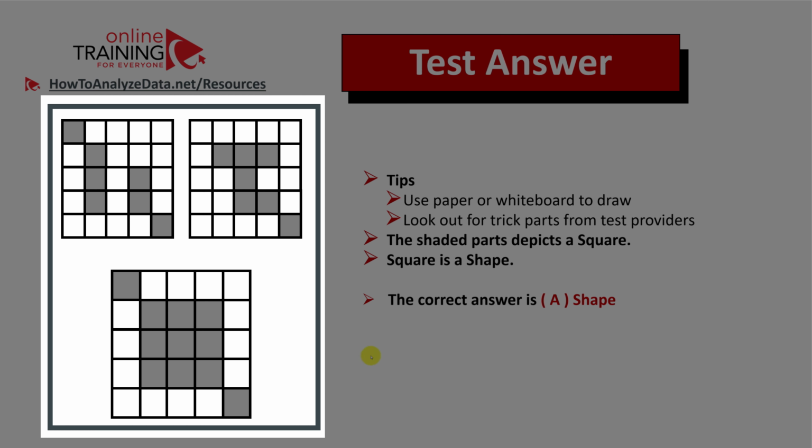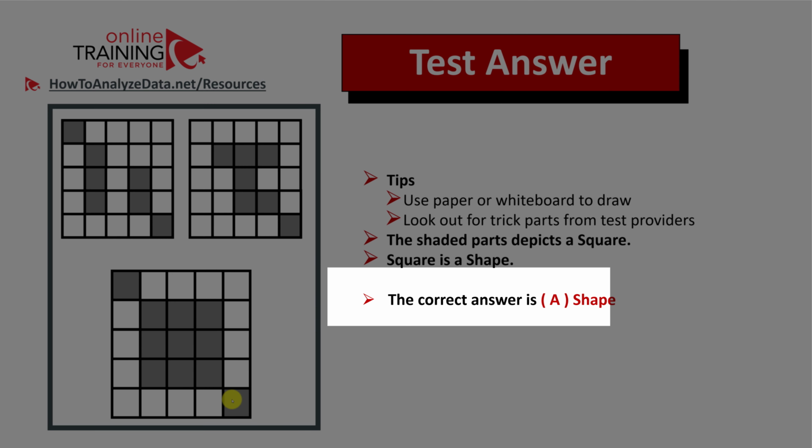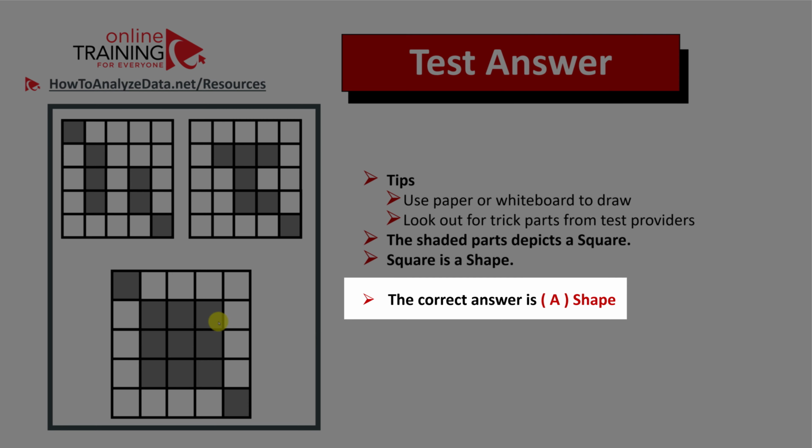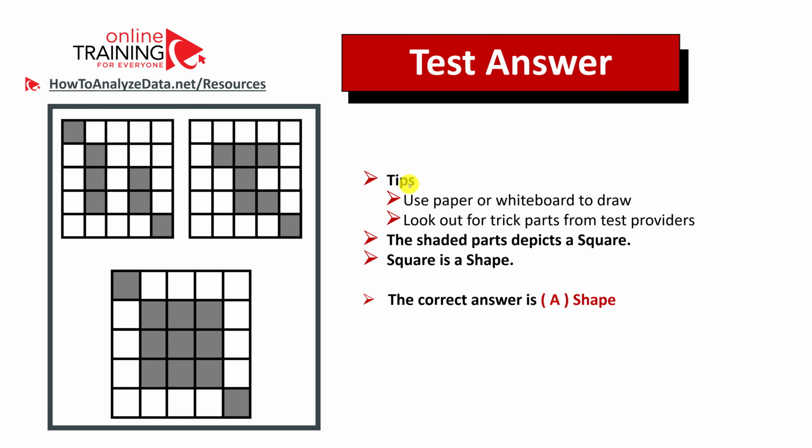As you can see, upon merging both squares on the top, you see the final square at the bottom, and you see that there is a square in the middle, as well as 2 shaded small squares in the upper left corner and in the bottom right corner. So the correct answer here is choice A, shape, because square is a shape. But make sure to use those tips I shared with you earlier to increase your chances of answering these types of questions correctly on the test.